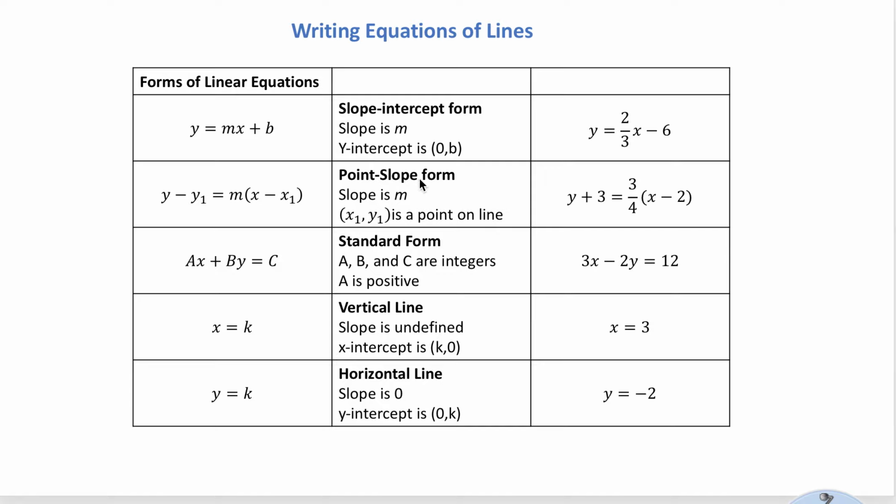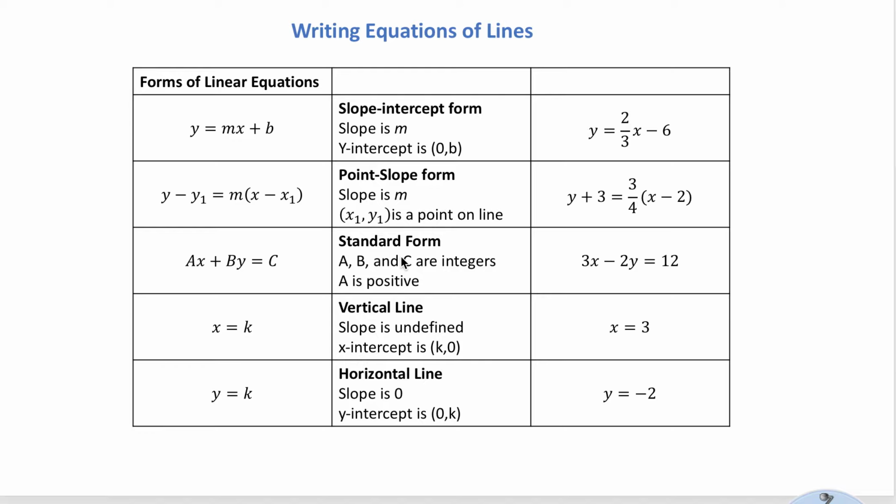This is called the point-slope form because, again, we have the slope. But this time, the point we have is just any other point on the line. It's not the y-intercept, it's some other point. And this x sub 1, y sub 1 is the x-coordinate and the y-coordinate of the point. Here's an example of what it might look like with numbers in it.